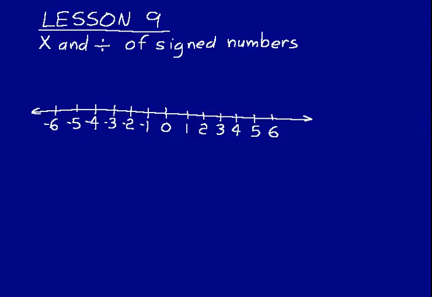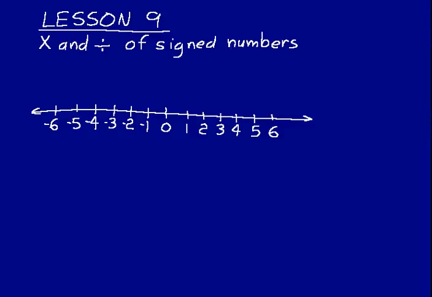Lesson 9 is mainly about multiplication and division of signed numbers. Now we've been working with addition and subtraction of signed numbers, and we've also been talking about the concept of opposites. So some of those things will help us understand multiplication and division of signed numbers. For example, let's just start out with something simple.